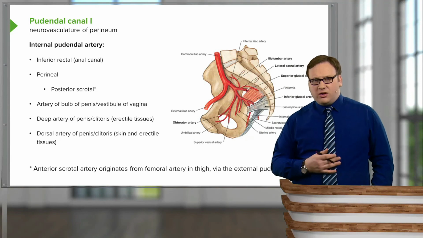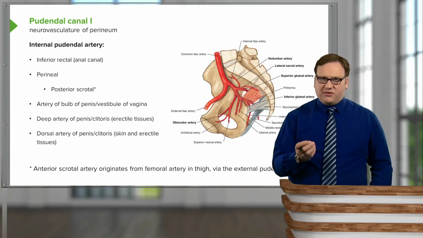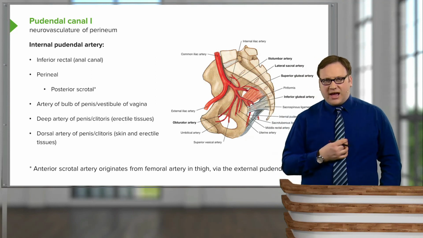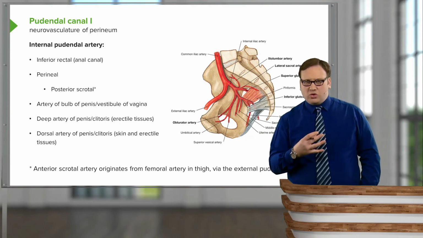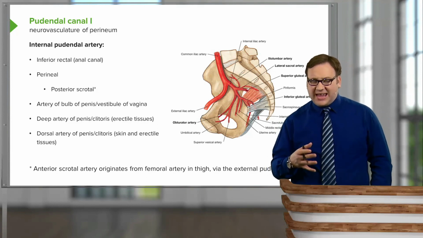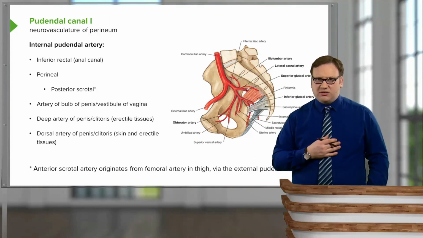It'll also give rise to the deep arteries of either the penis or the clitoris, and these supply the erectile tissues. And it will give rise to an artery, the dorsal artery again of the penis or clitoris, that goes to the skin and also the erectile tissues.